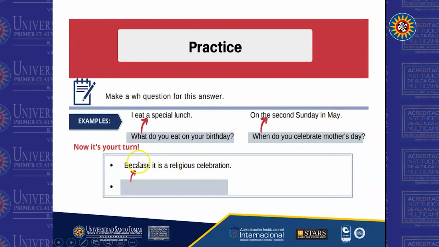Now it's your turn. The answer is because it is a religious celebration. So, because we use this word to talk about reasons, right? So what will be the question? Why? Why do you go to the church? Because it is a religious celebration. Why are you wearing formal clothes? Why do you go to the mosque? Because it's a religious celebration.